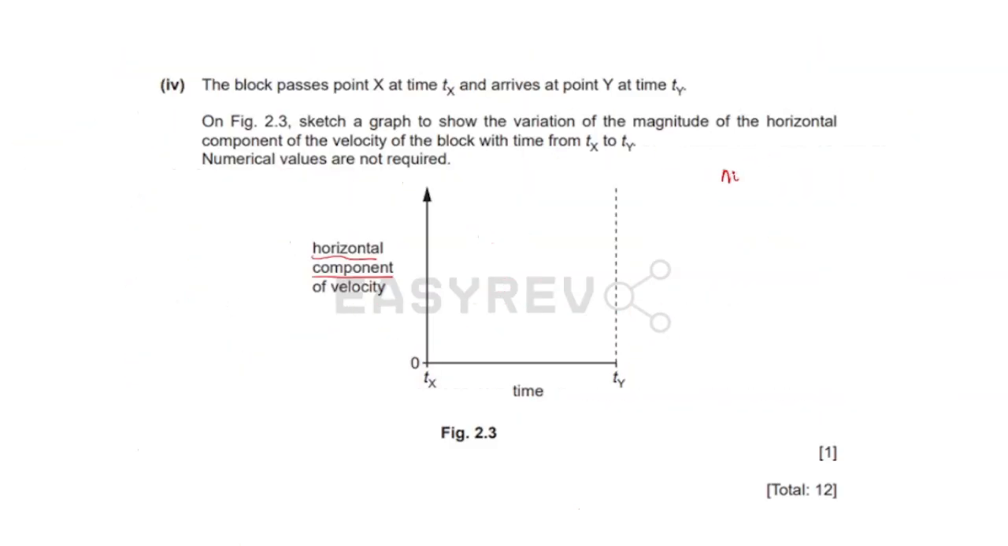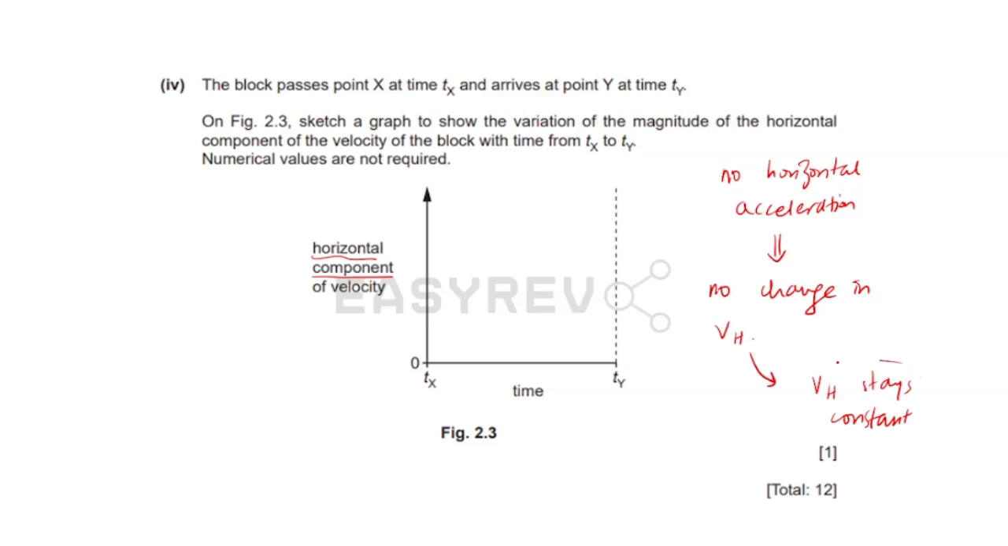When you claim that there is no horizontal acceleration, what you mean to say is that horizontally there is no change in velocity. So there is no change in the horizontal component of velocity I've written as VH. And when VH isn't changing, that basically means VH stays constant throughout the journey. Which means from tx to ty, there will of course be some value of horizontal velocity. Let's label it here arbitrarily, VH, and it's going to stay constant up to the point where it reaches ty. So it will basically be a horizontal line. That's it. Enough for 1 mark.